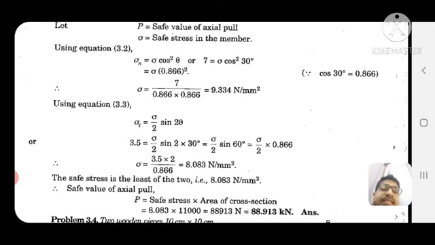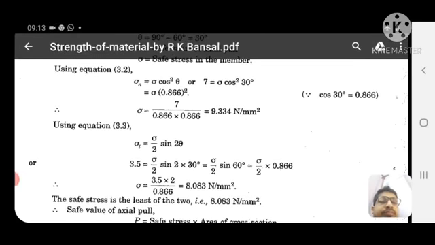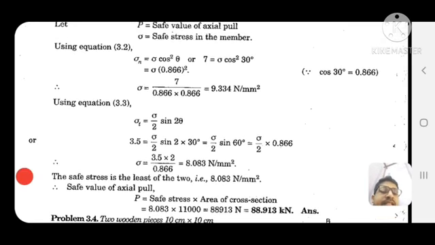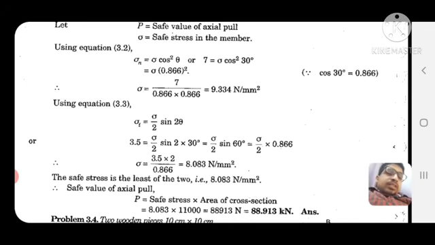Safe stress is the lesser of the two, 8.083, and safe value of axial load is equal to safe stress multiplied by area of cross section. So safe value is 8.083 into 11000, that is equal to 88.913 kilonewton. So after calculation, the safe value of the axial pull is equal to 88.913 kilonewton. Okay, safe value of axial load.